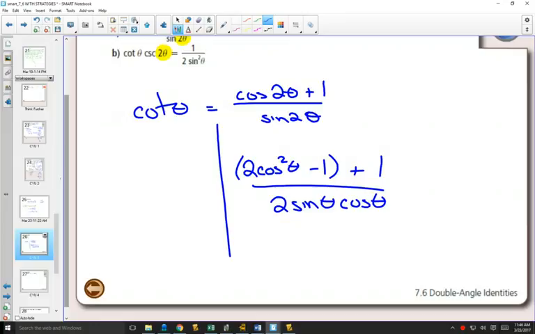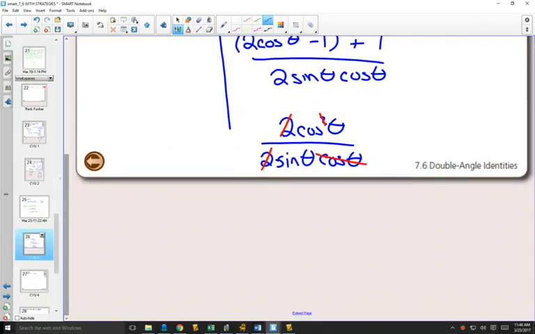And sure enough, when I write the next step, on the top, I'm just left with 2 cos squared theta. On the bottom, I have 2 cos theta sine theta, or sine theta cos theta, it doesn't matter, but I'll be consistent. What can we do? Well, our 2's are going to simplify, and one of the coses on the top is going to simplify with the cos on the bottom. And I'm just left with cos theta over sine theta.